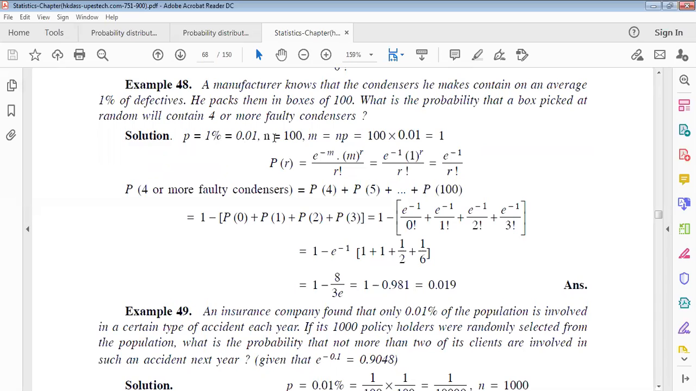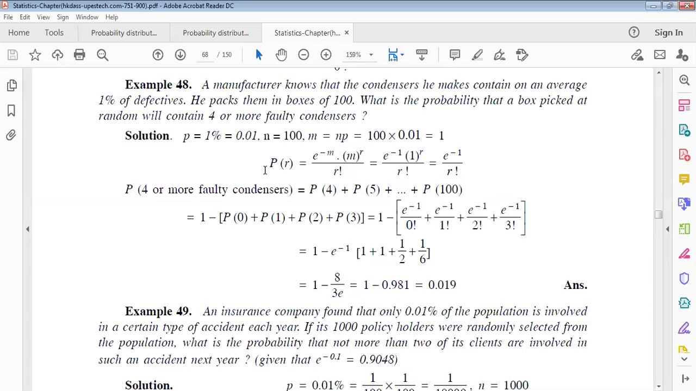And the total number of items packed is 100, so n equals 100. So we get the mean is 1. The mean of a Poisson distribution is m equals np, which we derived in an earlier lecture. So m equals np equals 1.